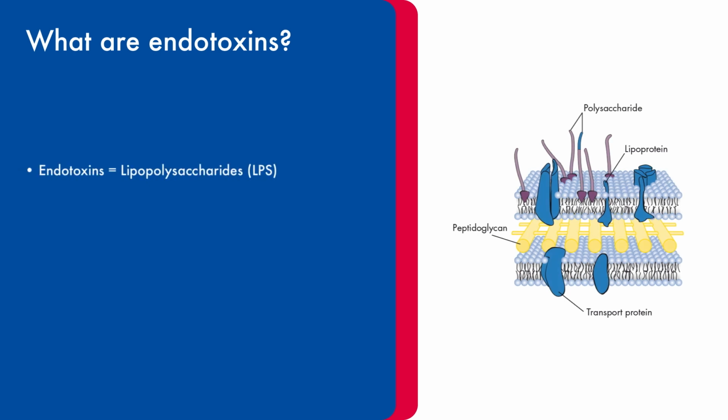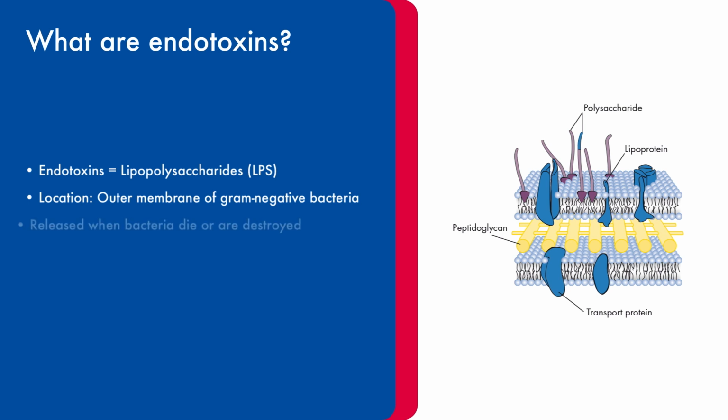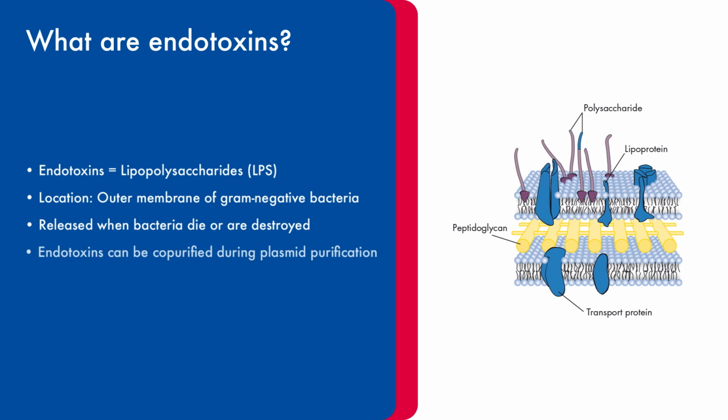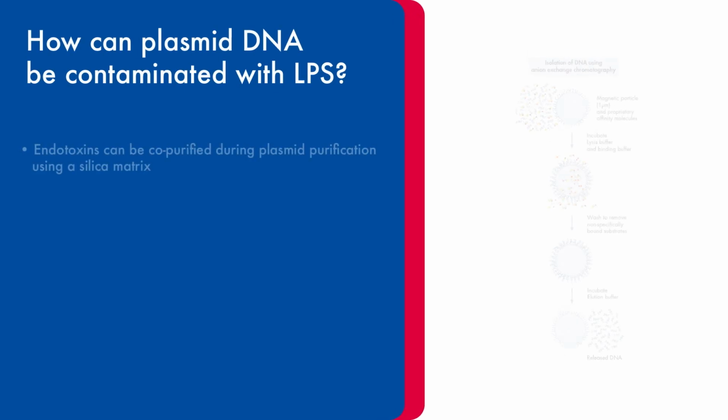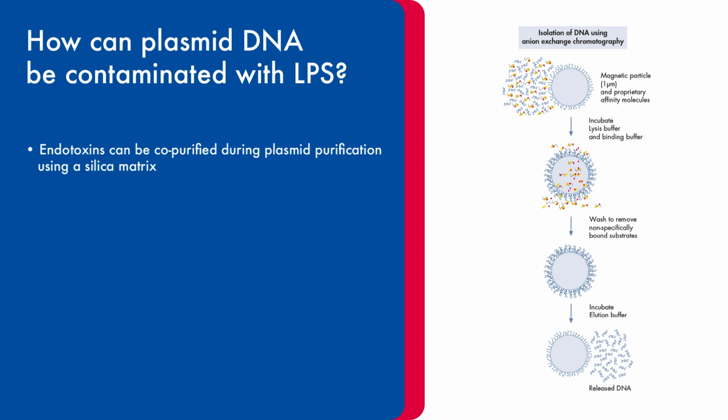Endotoxins are lipopolysaccharides that are located in the outer membrane of gram-negative bacteria, and they are released when bacteria die or are destroyed. This can happen during plasmid purification, resulting in co-purification of endotoxins. During plasmid purification using a silica matrix, endotoxins can be co-purified because the fatty acid chains of the LPS are hydrophobic and can bind to the silica membrane, competing with the DNA molecules.